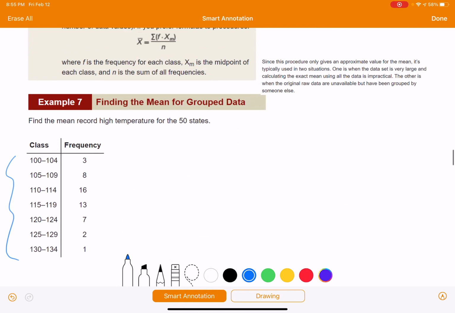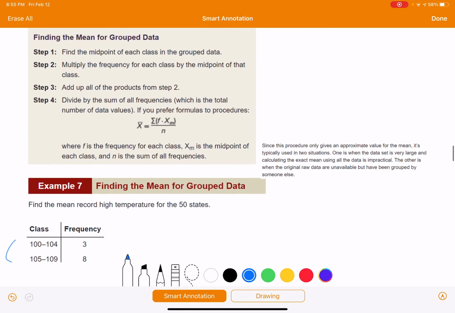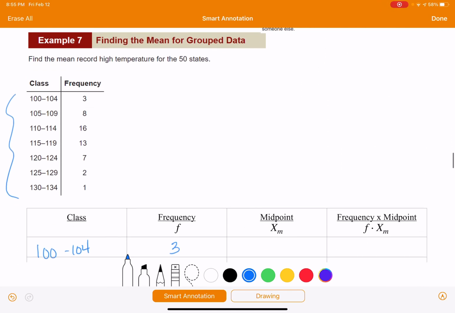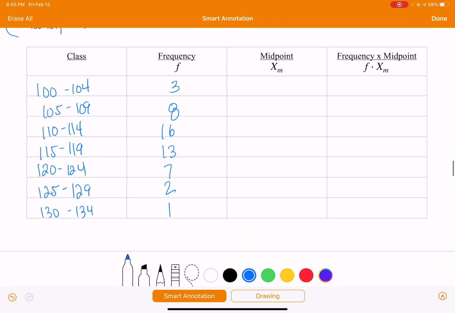All right, so now the next thing we have to do is find the midpoint of each class in the grouped data. Lucky for us, we had already found those midpoints, and we also discovered the trick to it. Remember, finding the midpoint means to add them together and divide by 2. We also just know that's the number that falls in the middle. If you have your old notes from the last video, they're on those too. That's the midpoint.